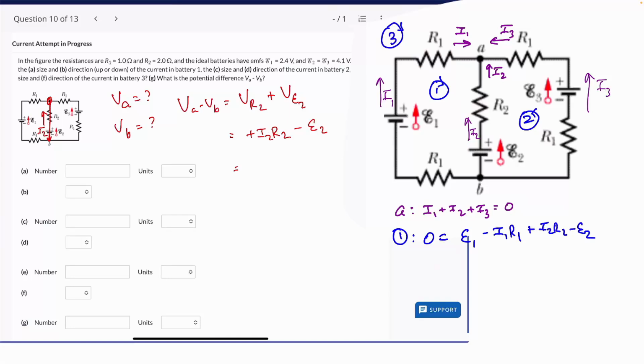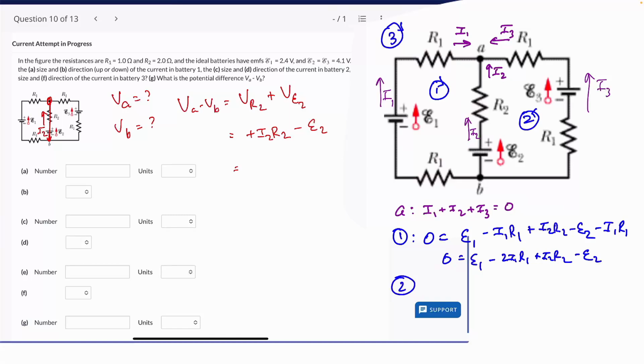And now what's going on down here? My current is this way, my loop direction is that way. So that's a negative I1 R1 also. I basically have 2 I1 R1s there, don't I? So I can clean up that equation to E1 minus 2 I1 R1 plus I2 R2 minus E2. There we go. I've probably been given numbers for those voltages. I could put numbers in at this point, but I'm not going to.